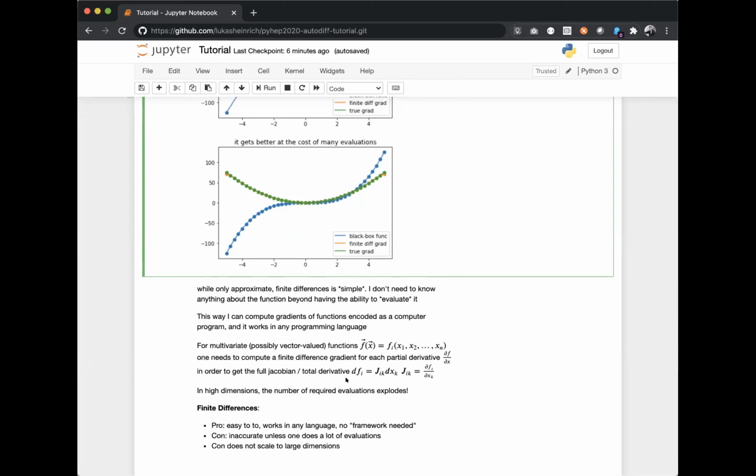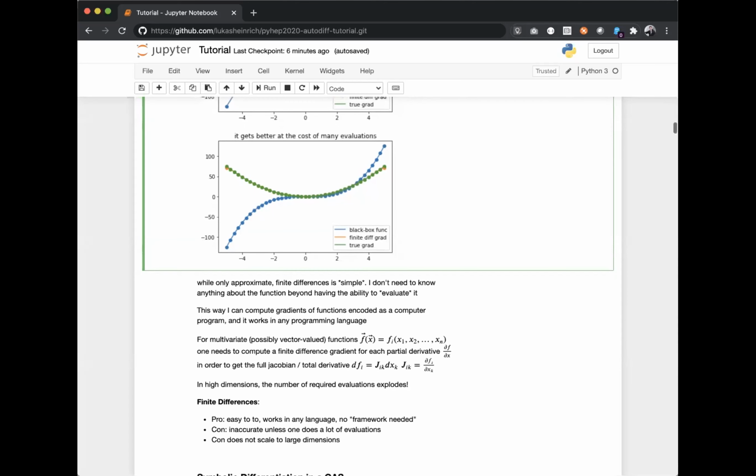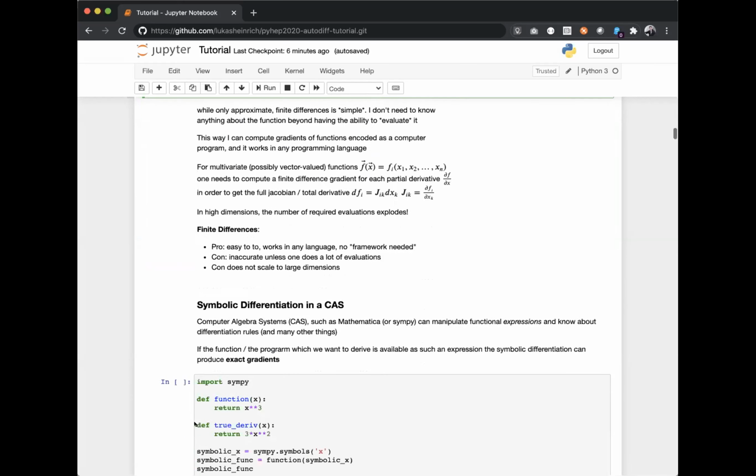Every time you want to go into a different direction and compute the gradient, that is another set of 2 evaluations. So it scales totally with dimensions. And if you recall, the number of weights in a neural network can easily reach millions. And so obviously, if you wanted to train a neural network with finite difference gradients, you'll not get very far. So finite difference is very robust, but it also has a lot of drawbacks.